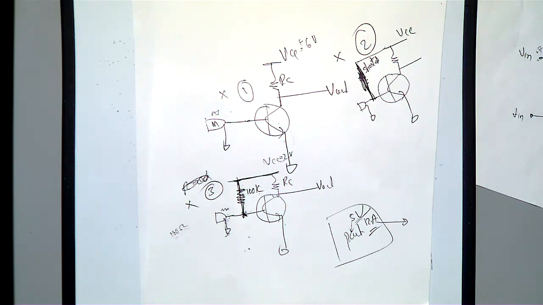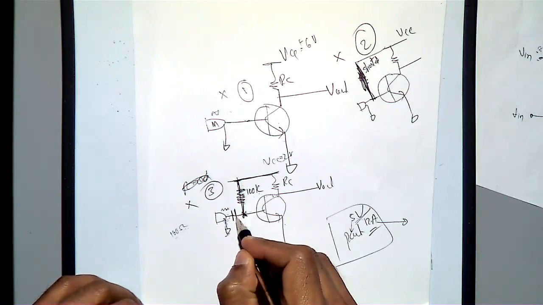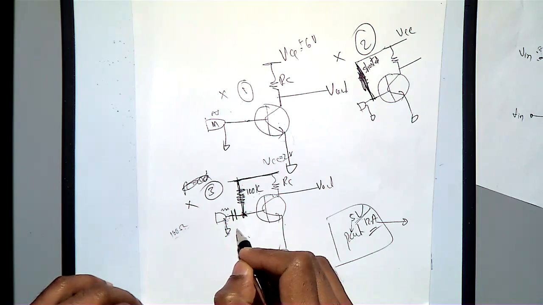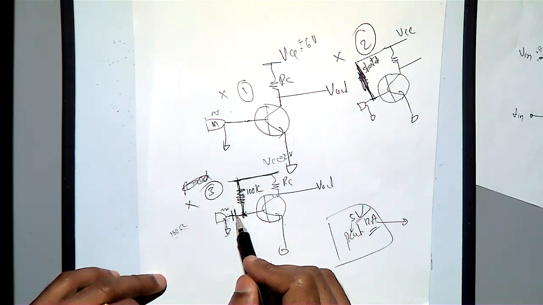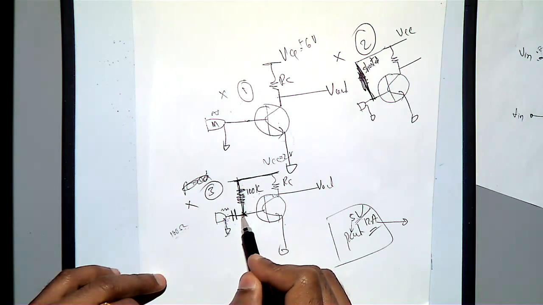How can we solve this one? Yeah, so we can connect a simple capacitor here. Because if you connect a capacitor here, then that will avoid the problem, because the capacitor will block the DC from here coming here.